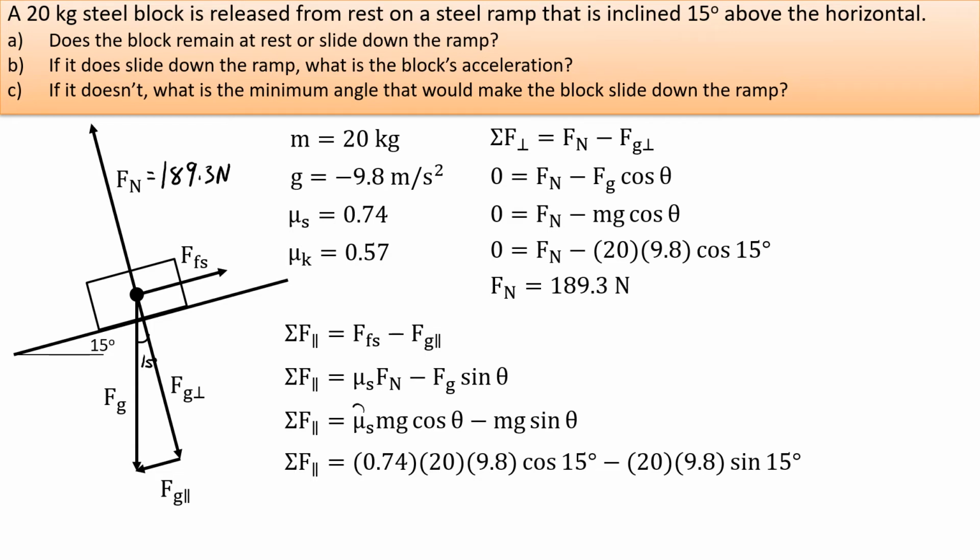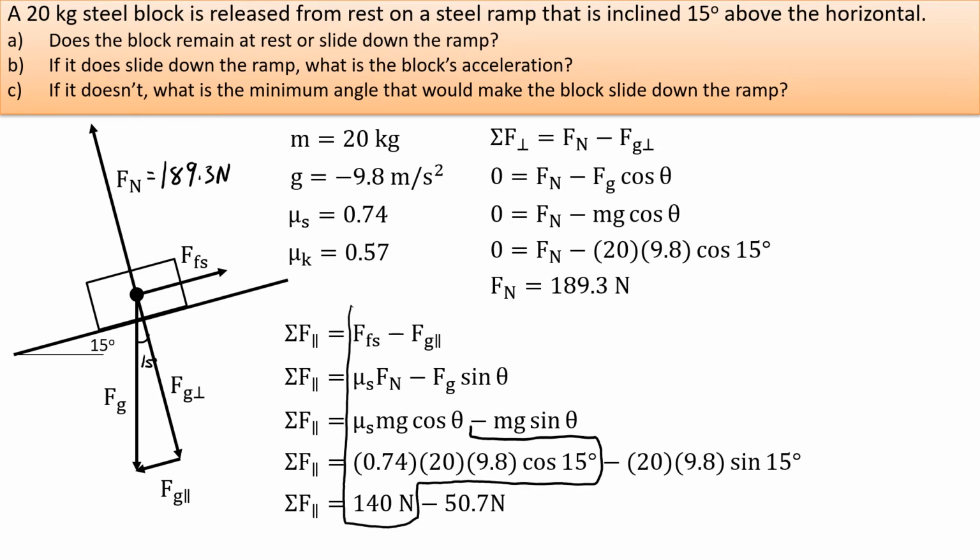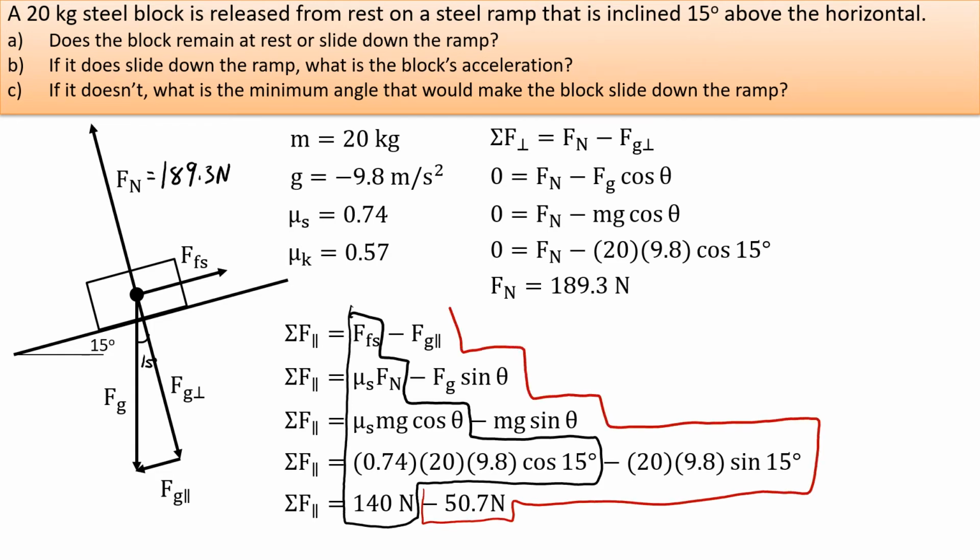So the coefficient of static friction is 0.74. This is the mass times the acceleration due to gravity. It's a 15-degree angle. And just like before, we could have plugged in 189.3 over there if we wanted to. So then the frictional force becomes 140 newtons. This is all for the frictional force. The parallel component of the weight is 50.7 newtons. So this is all the work for the parallel component of the weight.